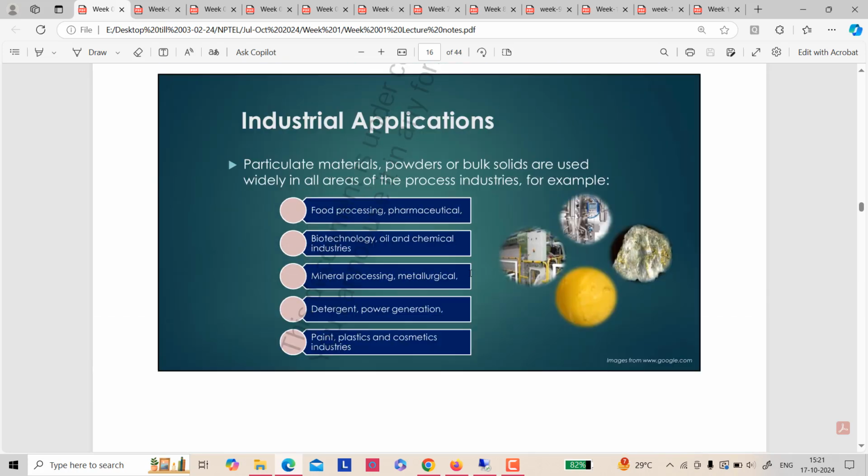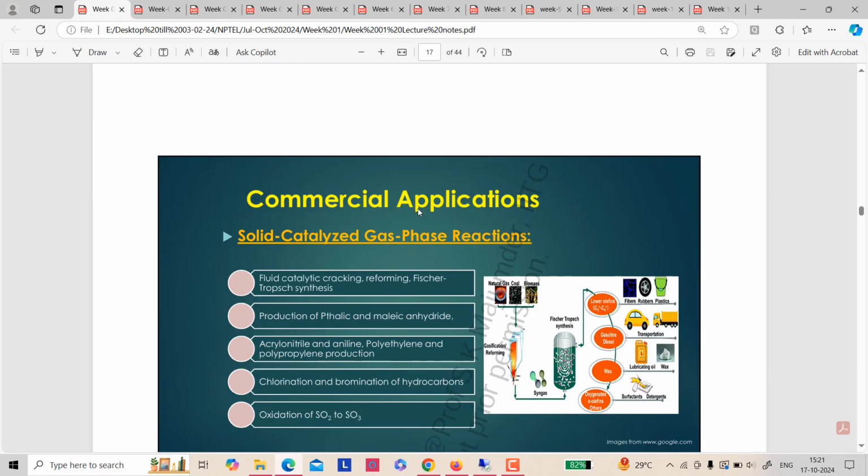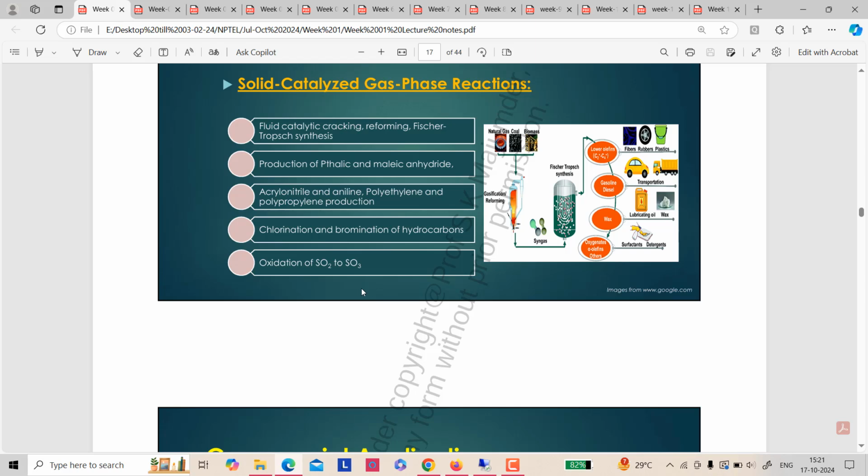So it has huge industrial applications in food processing. In every industry, you need to separate things after the final product. So in every case, these unit operations, the solid feed operation or separation methods, are very, very important. So in food processing, pharmaceutical, biotechnology, oil industries, mineral processing, metallurgical processing, detergent industry, paint industry, plastic industry, everywhere these are used.